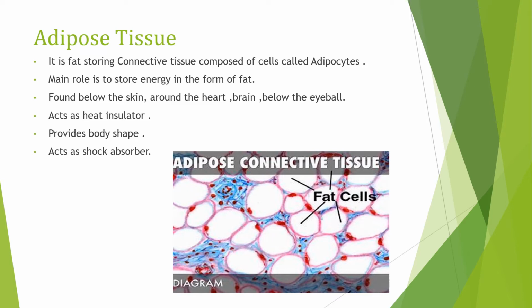And this adipose tissue is again found below the skin, around the heart, brain, and below the eyeball, and around some important organs. It stores reserve fat in the form of fat globules, acts as a shock absorber around the vital organs like heart, kidneys, and the eyeballs. It provides body shape and acts as a heat insulator.